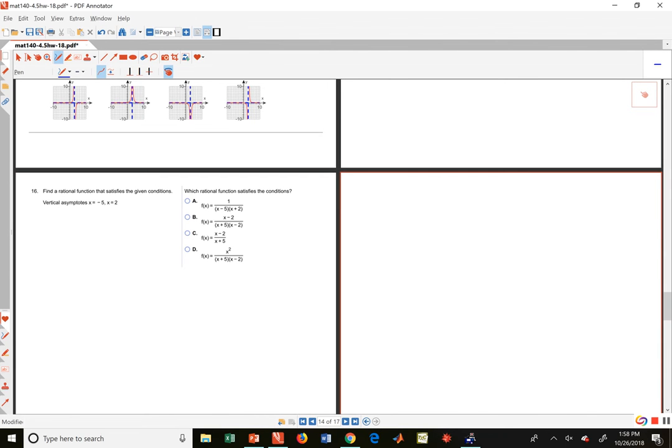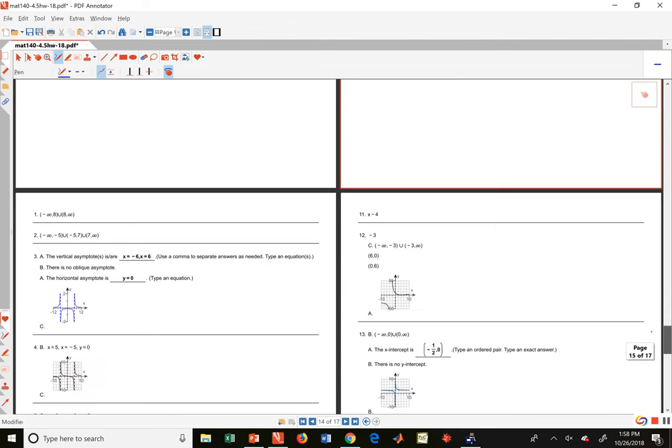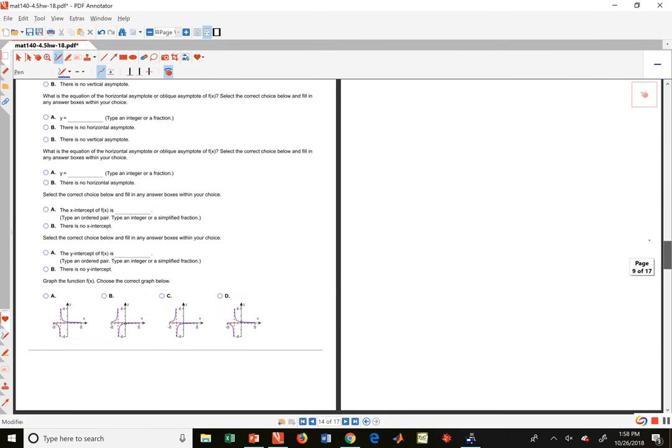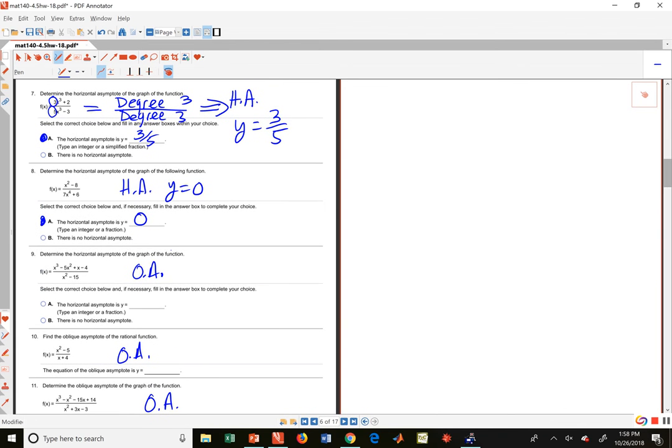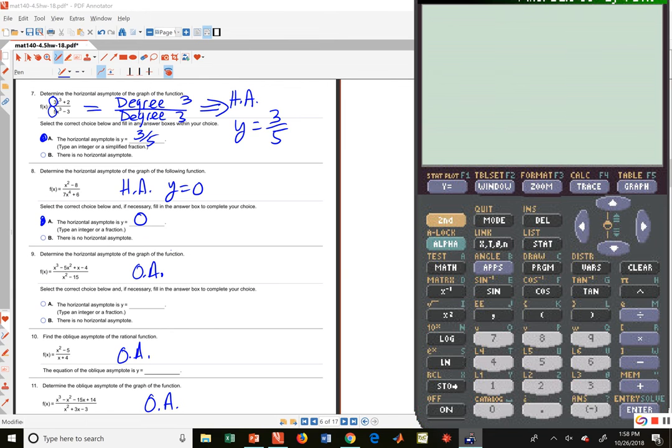Number 16 is still different, and that's it. So I hope you have that idea now of quickly how you determine horizontal asymptote, oblique asymptote, and the 2 different cases of horizontal asymptote. Anyway, I'll come back and do some of those oblique asymptotes, so you get a little bit more practice with that long division. Anyway, thanks.